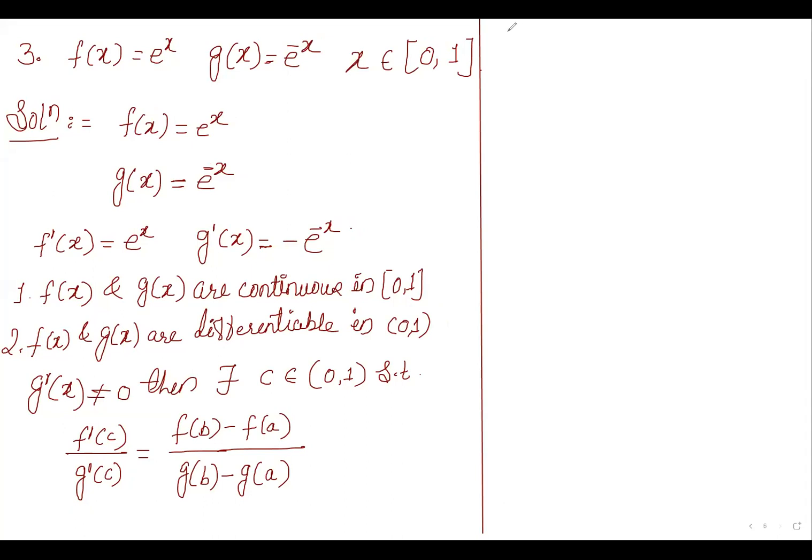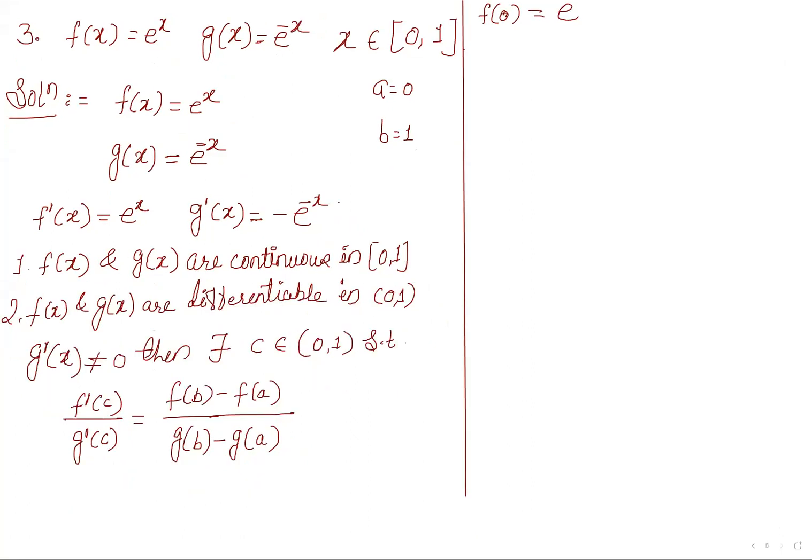So calculate that first. f of 0, that is f of a. Here a is equal to 0 and b is equal to 1. f of 0 is equal to e raised to 0, which is equal to 1. Then f of 1 is equal to e raised to 1, which is equal to e.